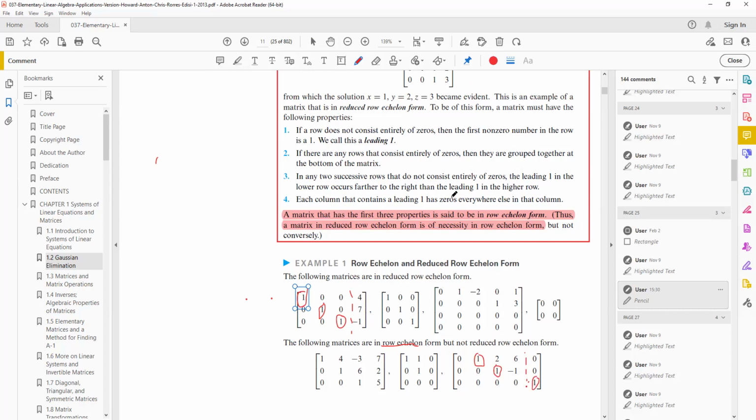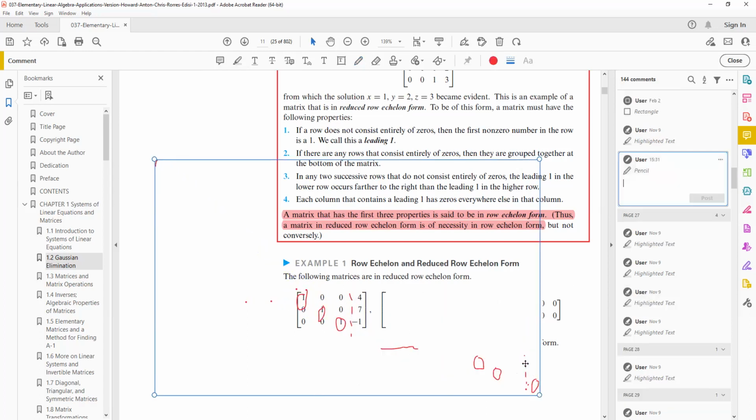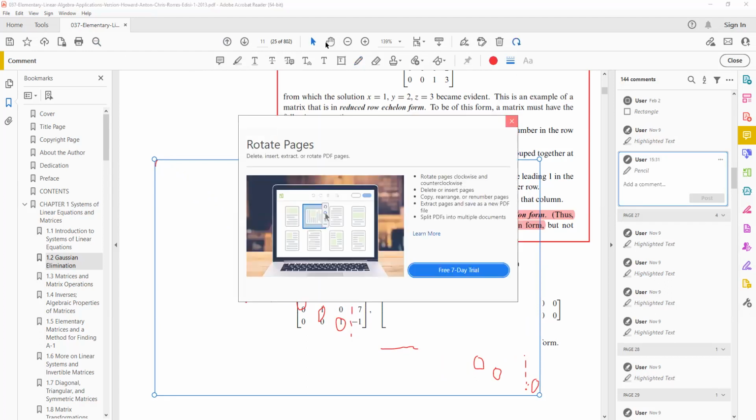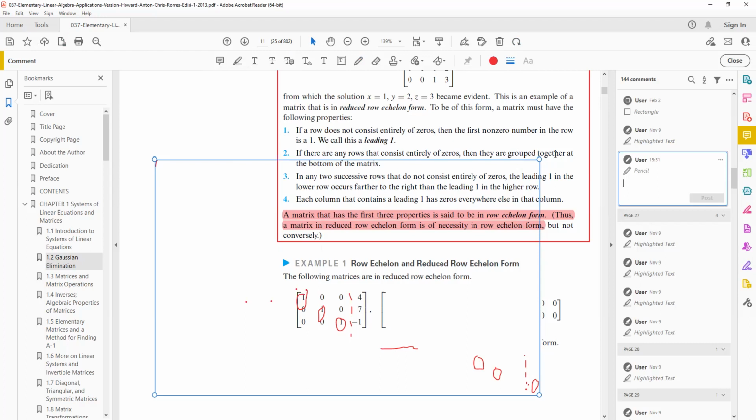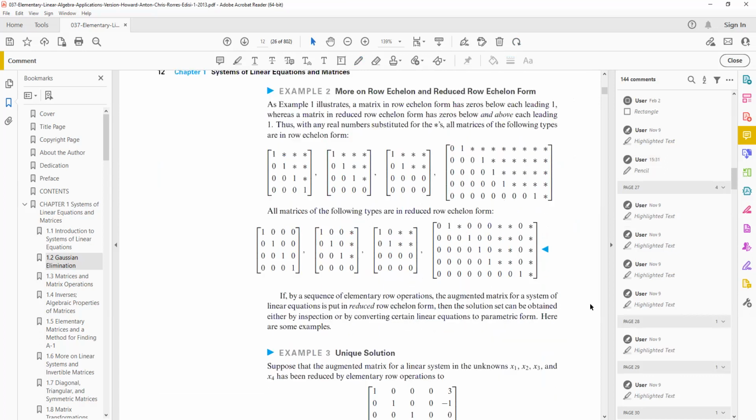Let me do it. How do I even do this? Oh, why did I just do that? Oh boy. Oh no, I messed up. Yeah, let me just leave it like that.